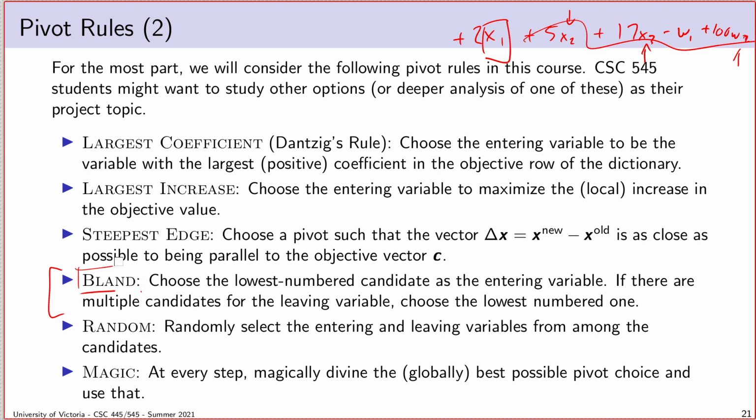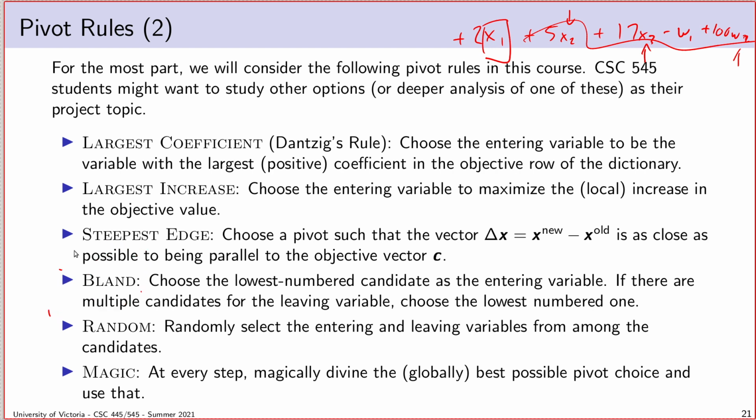Sounds pretty bland. Same with leaving variables. If you have multiple candidates for a leaving variable, choose the lowest numbered one. And just like on our assignment, if we've got our x variables and our w variables, we'll just assume all the x variables have a lower number than all the w ones. Okay, pretty boring, pretty bland.